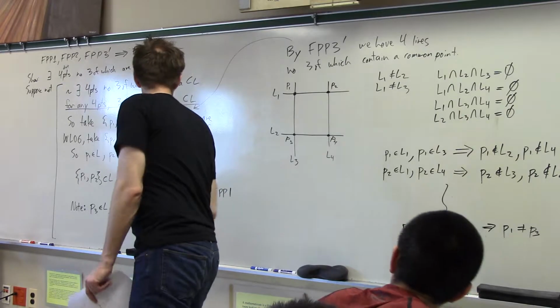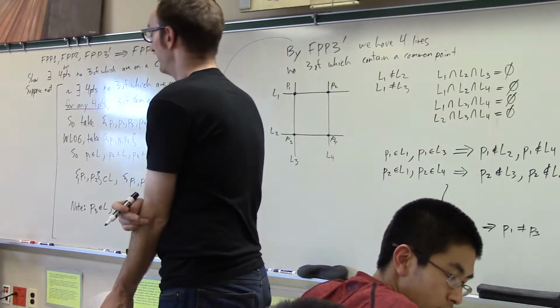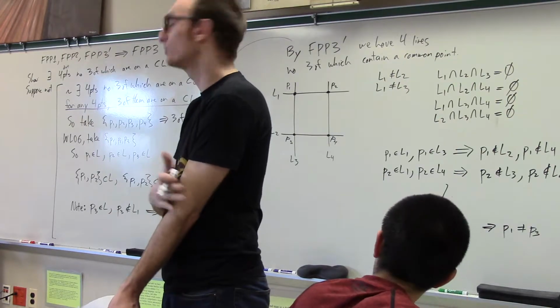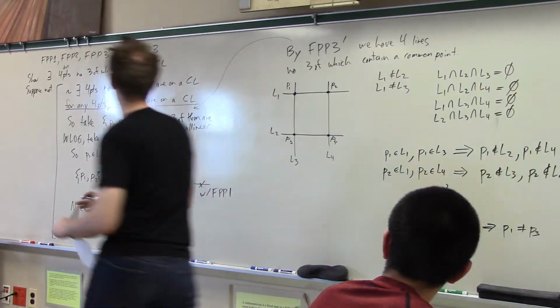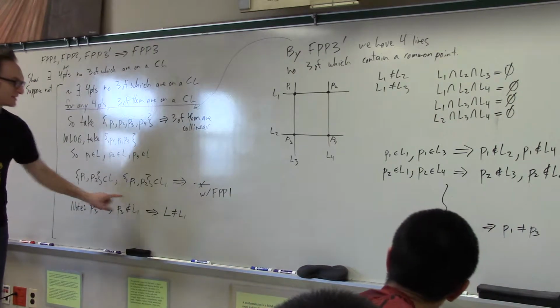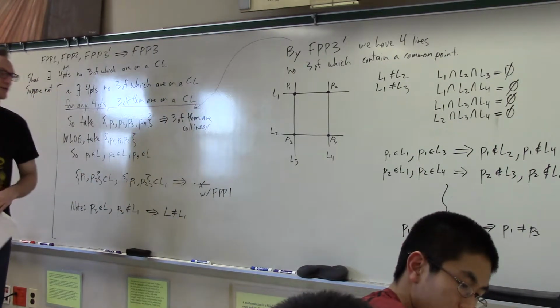I would call it 1, but you could also call it 2. It's either one. FPP1 says any 2 distinct points are on one and only one common line. Here we have 2 distinct points, P1 and P2, that are on 2 distinct lines, and therefore that's a contradiction.